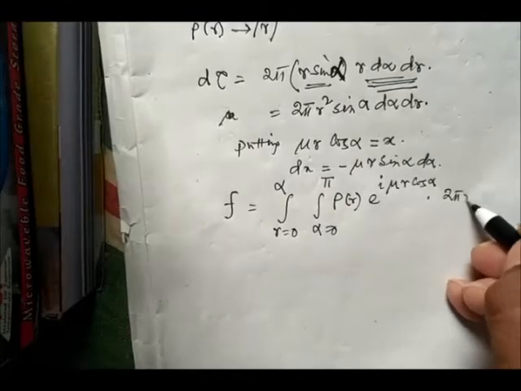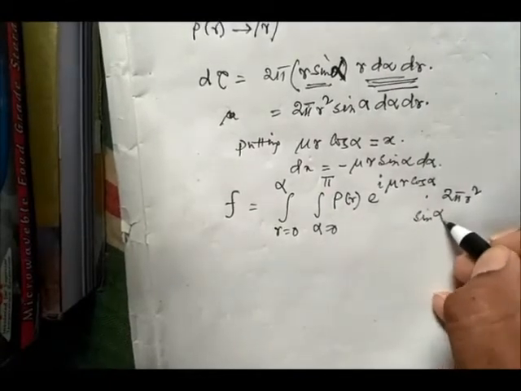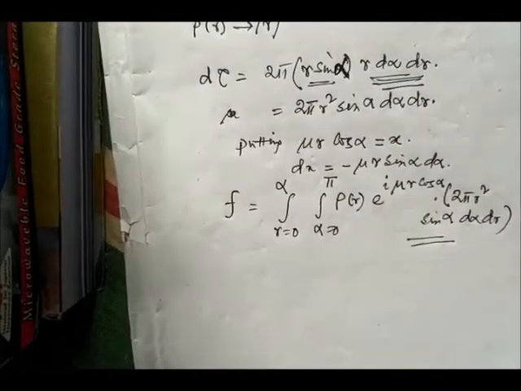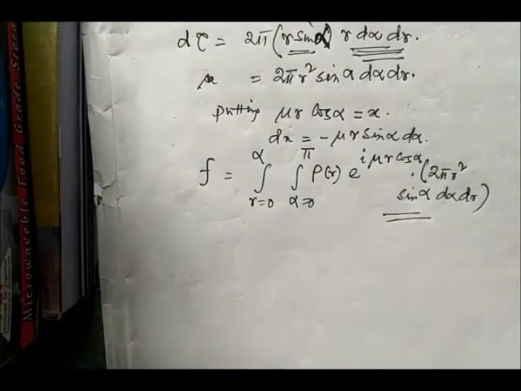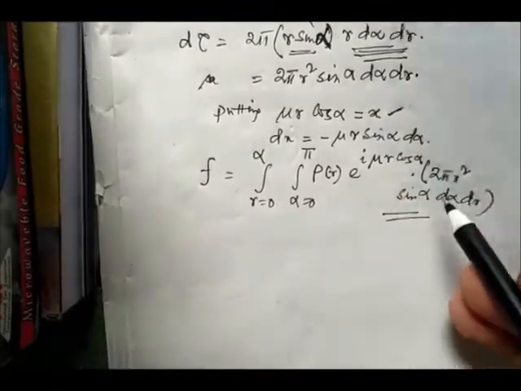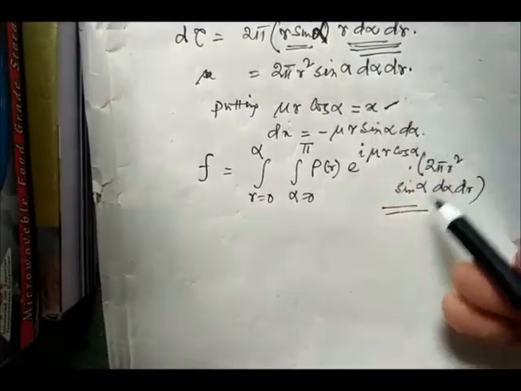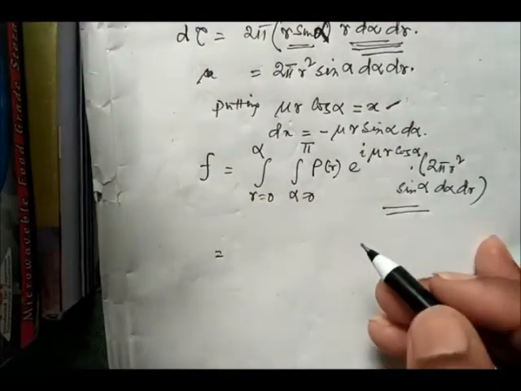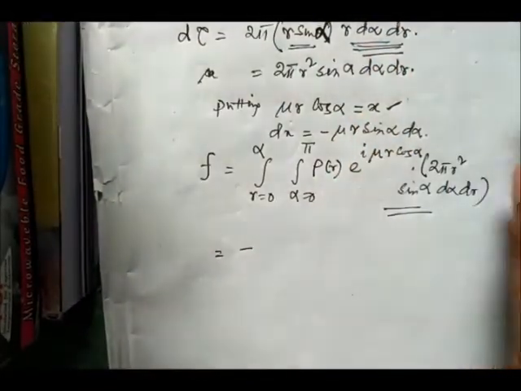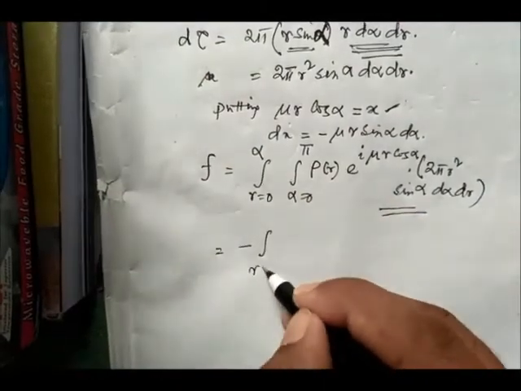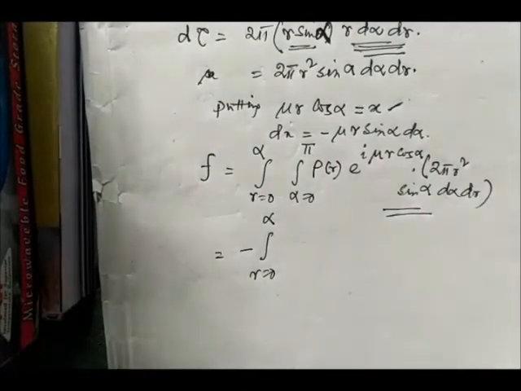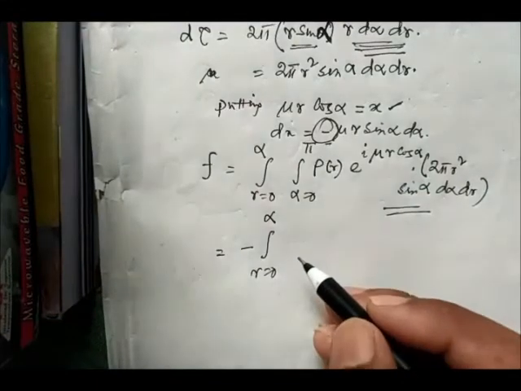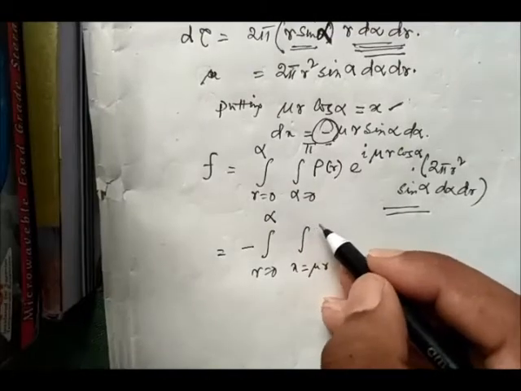Now the volume is basically 2 pi r square sine alpha dr. So this is basically f. Now what should be the limit of alpha and x here if you replace these things by x? If I replace this whole thing by x, what should I get? This should be minus of the integral r equals 0 to infinity, as here exists a minus sign, so this comes outside. So x goes from mu r to minus mu r.